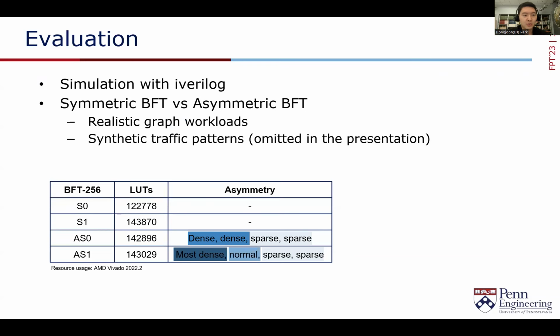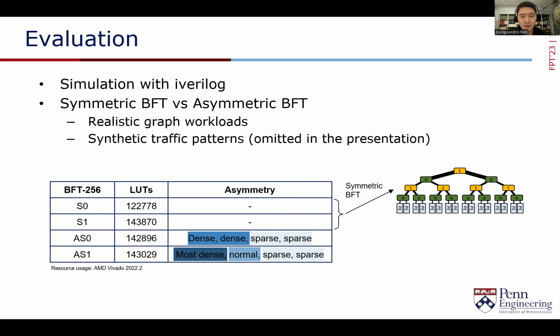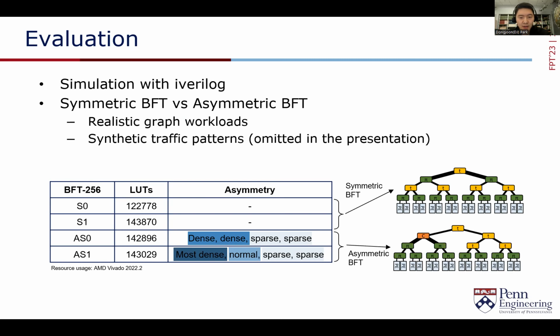In evaluation, we run simulations to compare symmetric BFT and asymmetric BFT. We run the experiments for realistic workloads and synthetic traffic patterns. These are the two symmetric BFTs we used, and AS0 and AS1 are the asymmetric BFTs we use in the experiments. One thing to note here is that asymmetric BFTs are chosen so that they use fewer resources than symmetric BFT to perform a fair comparison between the two.